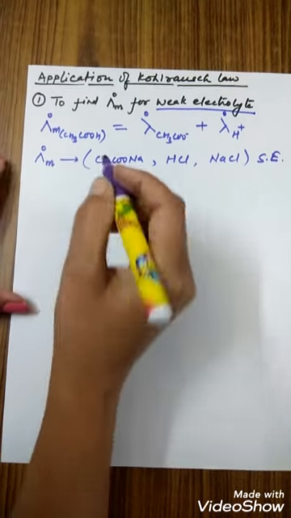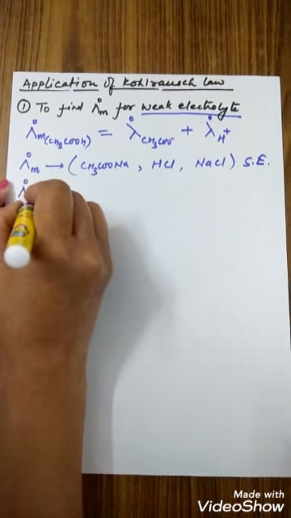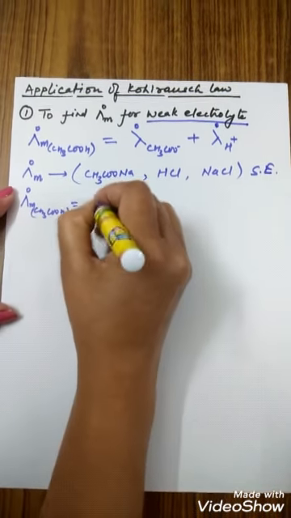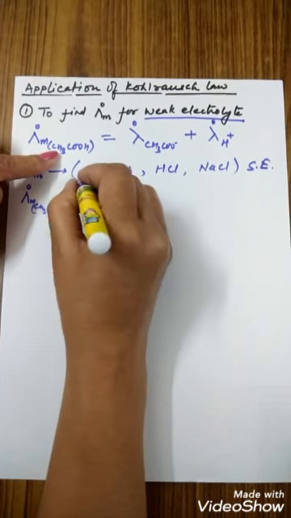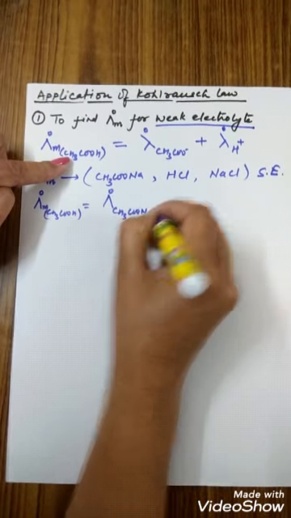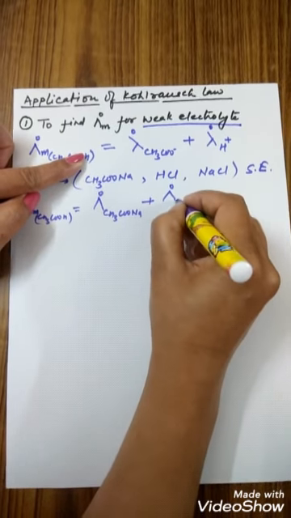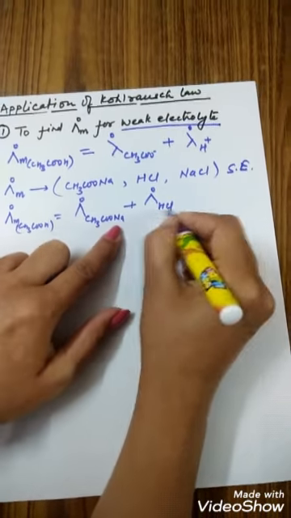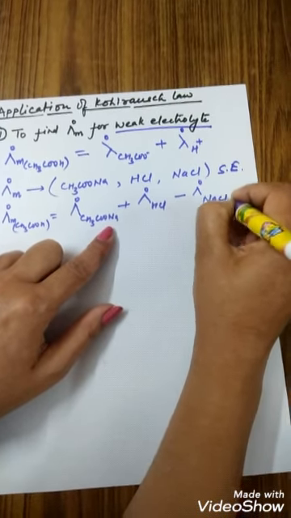So how can we write it? We can write lambda m naught of acetic acid would be equal to what? Now see, in acetic acid, where will you get the acetate ion from? From sodium acetate. So lambda m naught of sodium acetate, plus the H ion from HCl, so lambda m naught of HCl. Now we needed only these ions, and these two are extra. So what do we have to do? We have to subtract lambda m naught of NaCl.